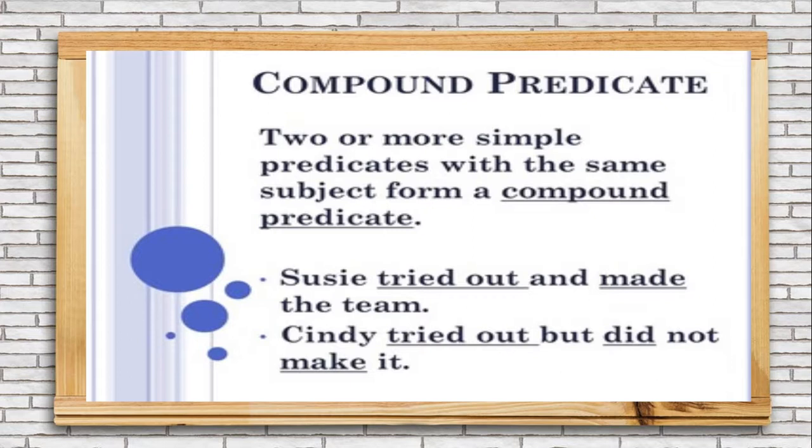And what is a compound predicate? So, a compound predicate is two or more simple predicates with the same subject. Again, a compound predicate is two or more simple predicates with the same subject. Examples: Susie tried out and made the team. Cindy tried out but did not make it.